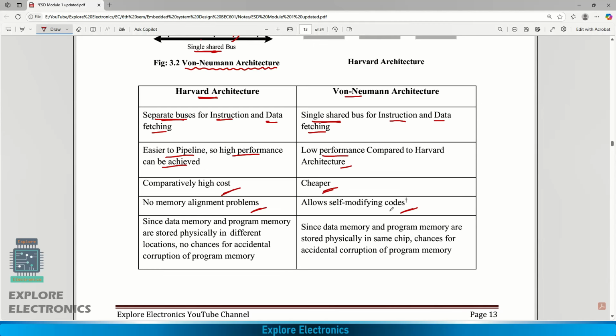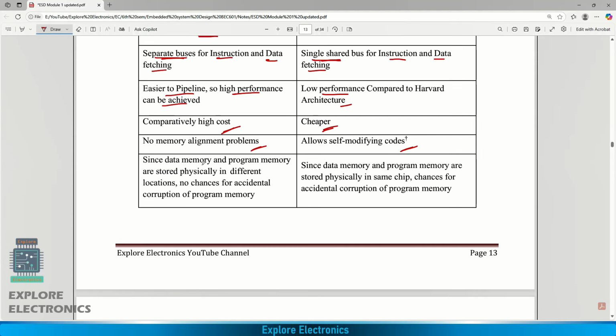It also allows self-modifying code. Since data memory and program memory are stored physically in different locations, there is no chance of accidental corruption of memory. Here data and program memory are stored physically in the same chip, so there are chances of accidental corruption of memory.